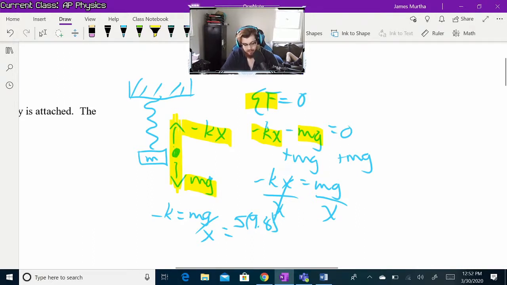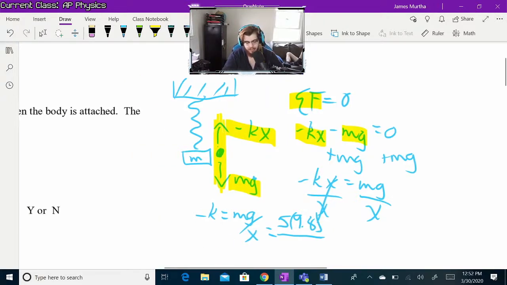Now, last we have to divide by our x, which is how far it's moved. You might be like, well, it moved 0.05 because that's what our amplitude was. That's a really good idea, but it's not. That's how much we additionally moved it. We're looking at this thing when it's at equilibrium, when it's not moving.